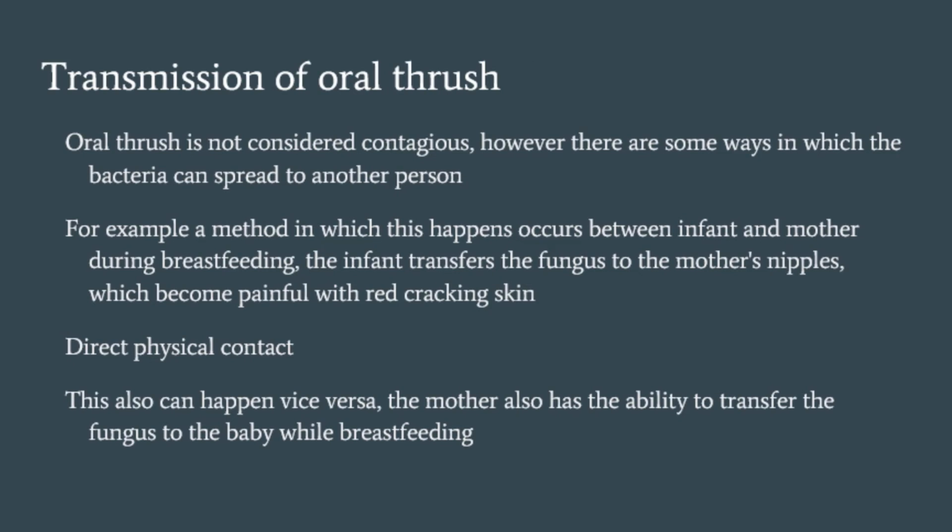Transmission of oral thrush. Oral thrush is not considered contagious. However, there are some ways in which the fungus can spread to another person. For example, a method in which this happens occurs between infant and mother during breastfeeding. The infant transfers the fungus to the mother's nipples, which become painful with red cracking skin. This is a form of direct physical contact. This can also happen vice versa, where the mother has the ability to transfer the fungus to the baby while breastfeeding.